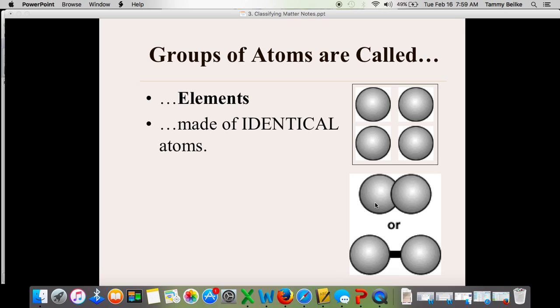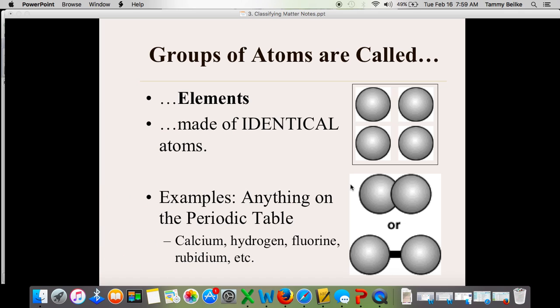Hydrogen comes as this thing called a diatomic, it comes as H2. You don't have single atoms of hydrogen just floating around in the atmosphere. It's naturally bonded together. So anything on the periodic table is an example of an element. Calcium, hydrogen, fluorine, rubidium, etc.